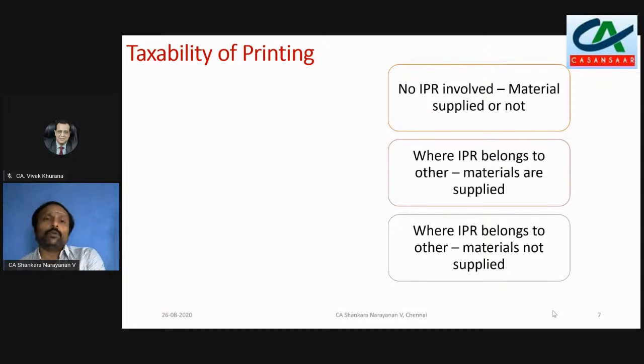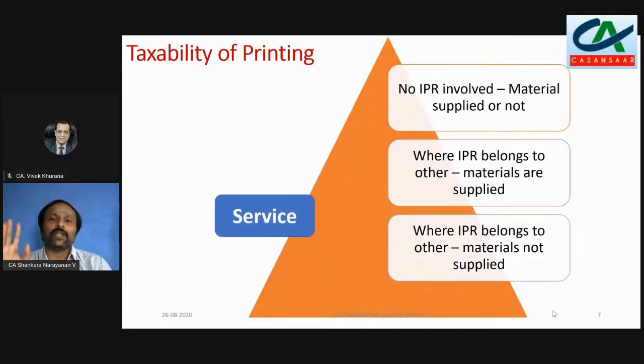But within a few months of the introduction of GST, circular 11/2017 was given specifically to address this point pertaining to the printing industry, where they asserted that in the first two scenarios, where the IPR is involved, you are the owner of the intellectual property right, you give the intellectual property, that is the content, to me, and I put that content in my material, print it as a book and give it to you, it is considered to be a service.